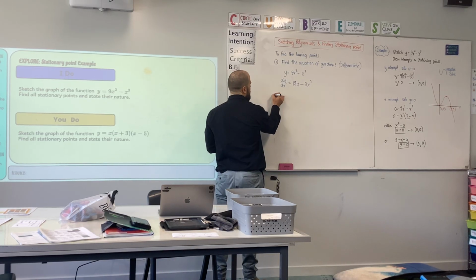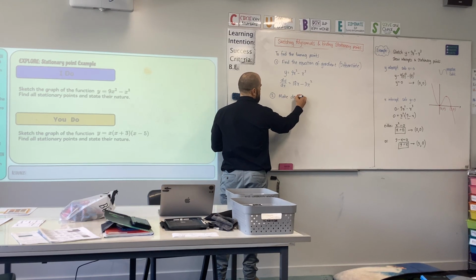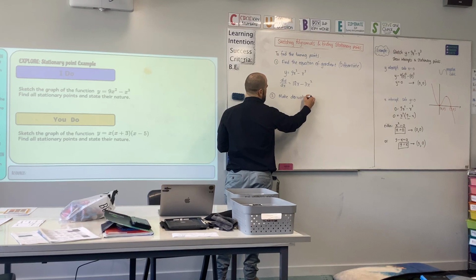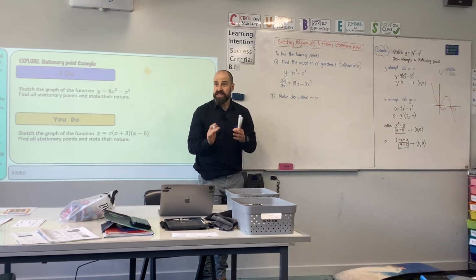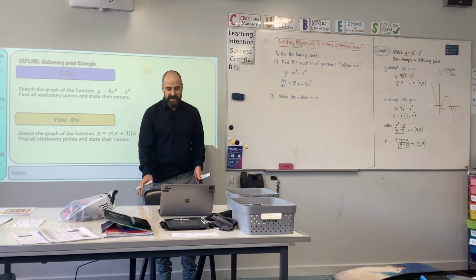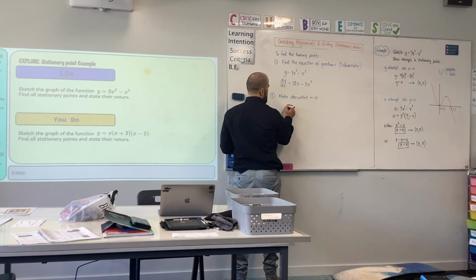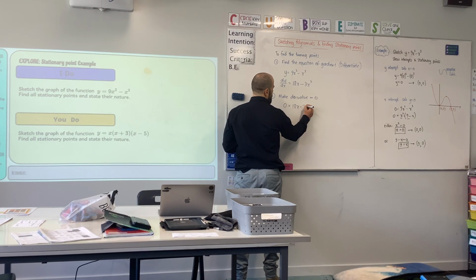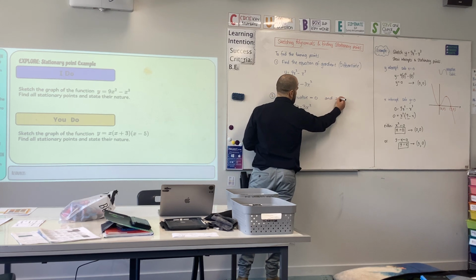Okay. Step 2. We make the derivative equal 0. Stationary points occur when the gradient is 0. The derivative is the formula for the gradient. So now I make the derivative equal 0 and then solve it.